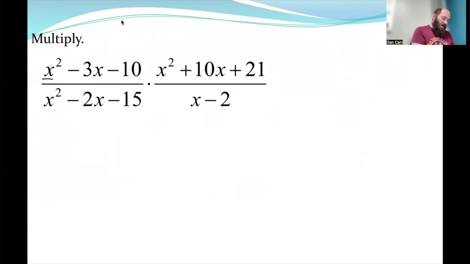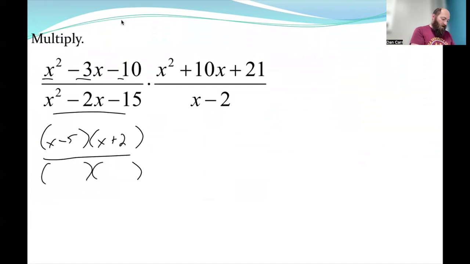So when I do that, I've got x squared, -3x, -10. So that's going to be a -5 and a +2. We just did one of these like this right here. So that's an x minus 5, x plus 3.